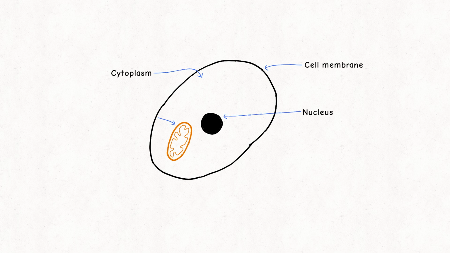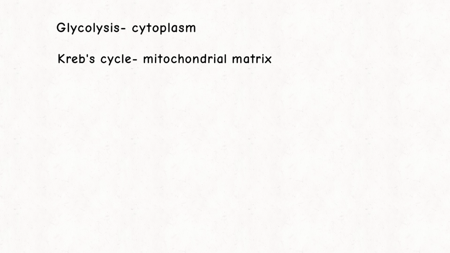Now what you're seeing are the basic parts of the cell. As you can see, the process of glycolysis will take place in the cell cytoplasm, then the Krebs cycle in the mitochondrial matrix, and finally the electron transport chain in the inner mitochondrial membrane. Now that all the basics are cleared up, let's dive into the core process.